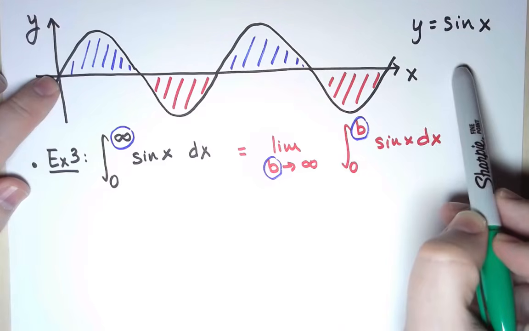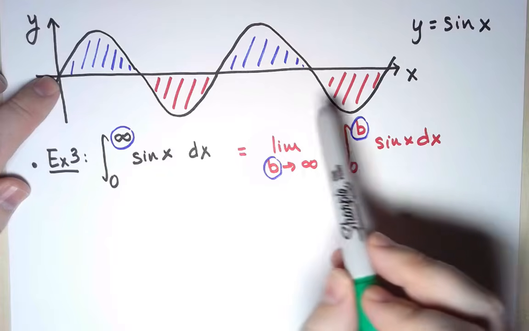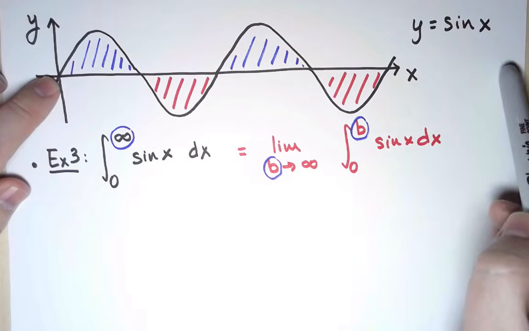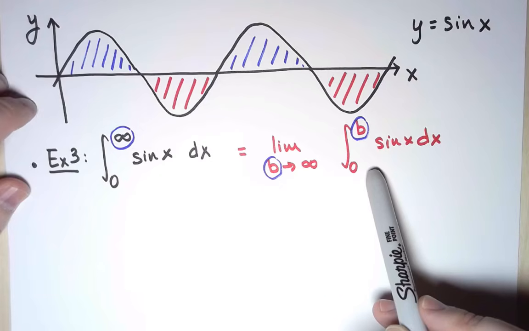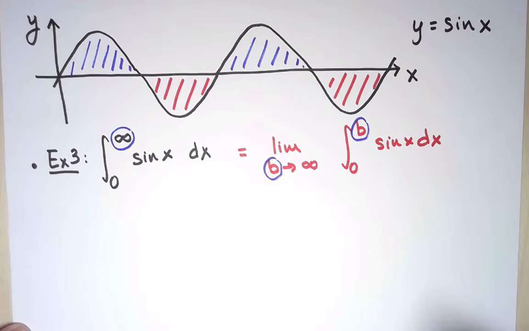If I keep doing that, the integral from 0 to b, as I make b grow bigger and bigger, is going to oscillate between 2 and 0, 2 and 0, 2 and 0. It looks like this limit is not going to exist. Okay, that's the geometric approach. Let's verify that the algebra gives us the same result and that the definition is good.